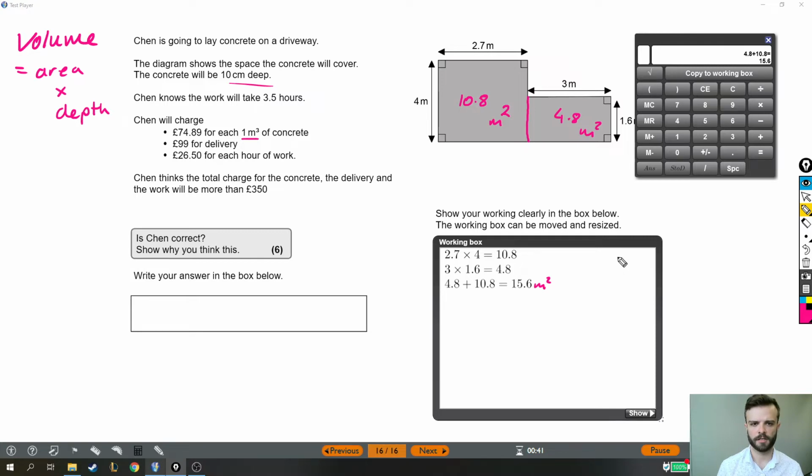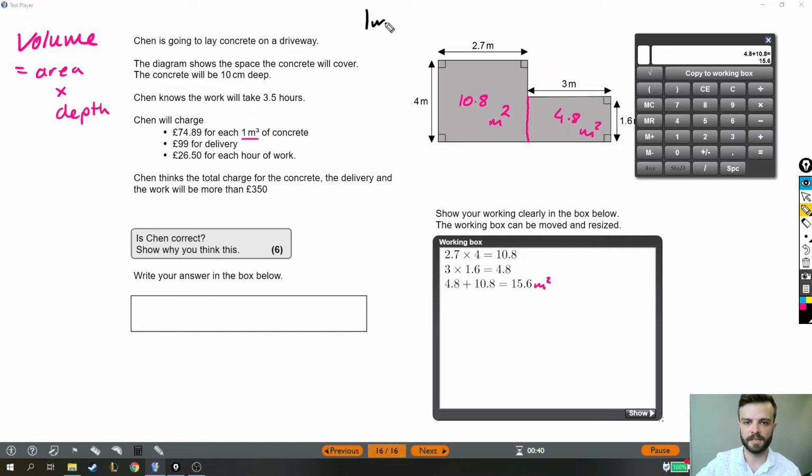Cool, good. But we are looking for the volume, which is this area multiplied by the depth. Now we're told in the question that the concrete is 10 centimeters deep, and there is a problem. We can't do the area of 15.6 times by 10 because 10 is in centimeters. So everything so far has been in meters, but the depth is in centimeters, so we're going to have to convert that.